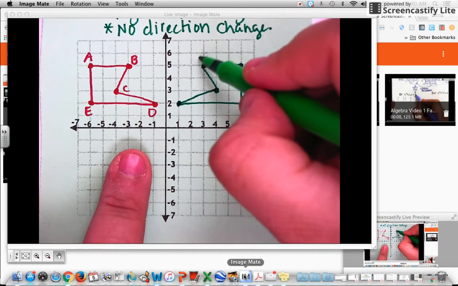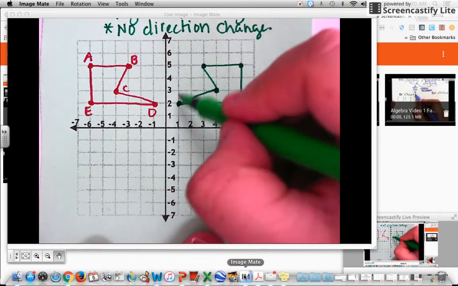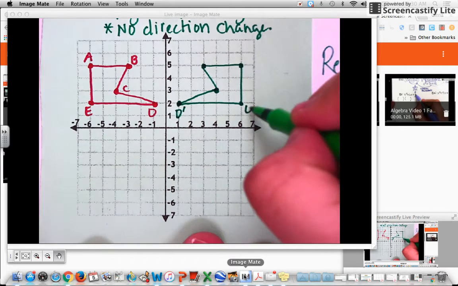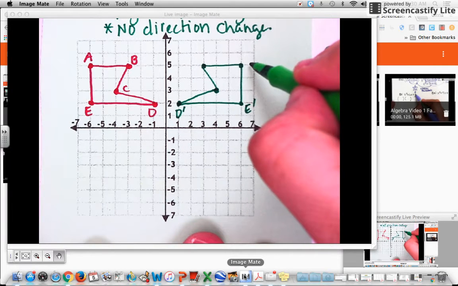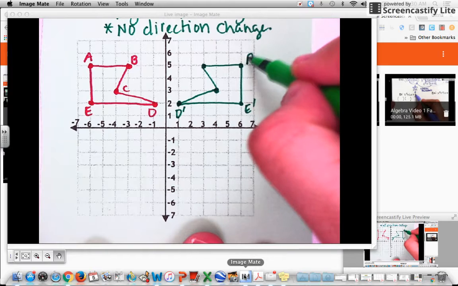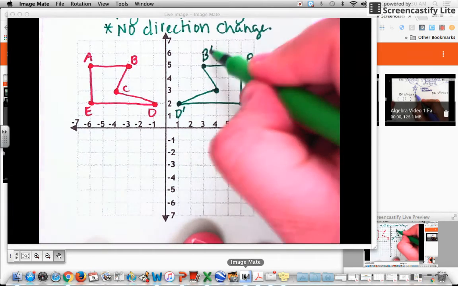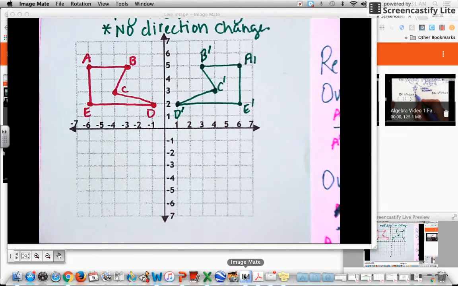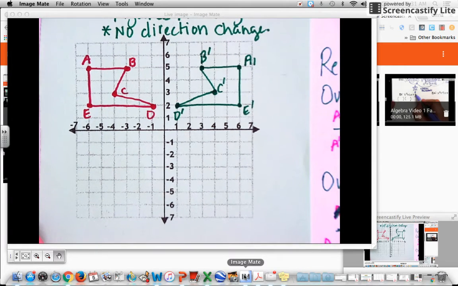So now, where would you see D prime? D prime reflected. D prime, this is E prime. This is A prime. Oh, I'm all confused. B prime, and this one would be C prime. So you can see the reflection, and that one was over the y-axis.